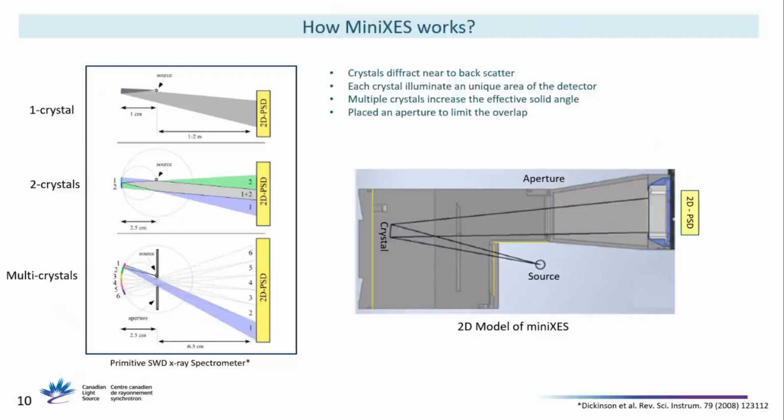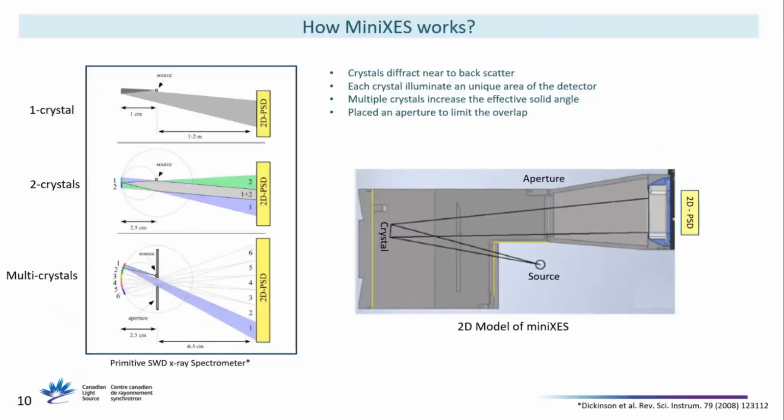So this is how miniXES works. This is one of the primitive designs they made. Here the first one is just a single crystal, and the X-rays from the source fall onto the crystal and are diffracted back in close Bragg geometry, and the position sensitive detector is here. When you add multiple crystals, this is what it looks like. There will be some overlap between each of the scattered X-rays, which is why they use an aperture in between.